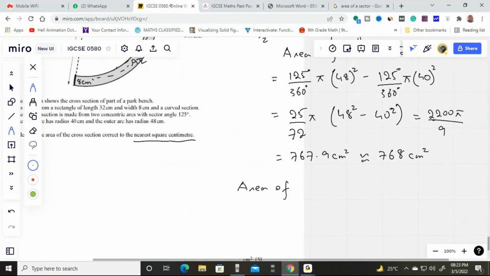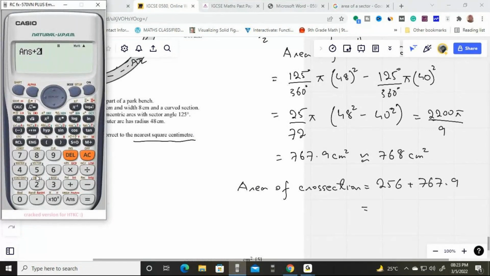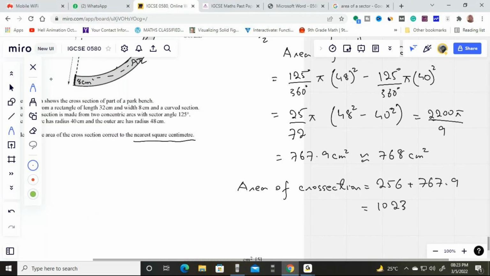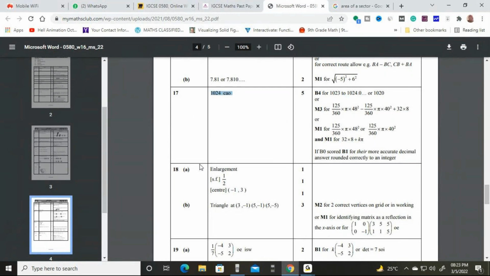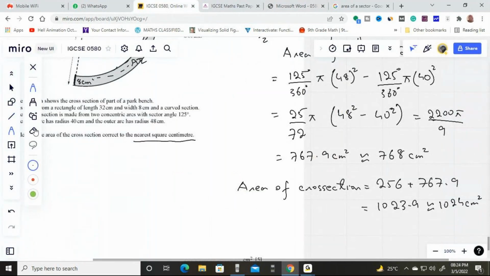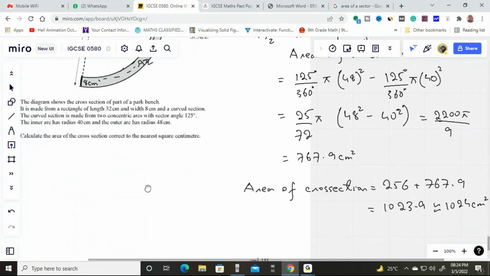So the area of the cross section is 256 plus 767.9. And the final answer I'm going to write, I'll go back to my calculator. I'm adding 256 to it. It's giving me 1023.9, approximately 1024 centimeters square, and that was the answer. All right. Is the question clear?